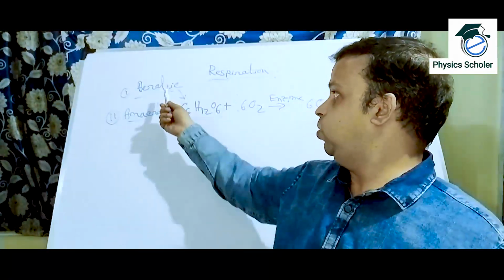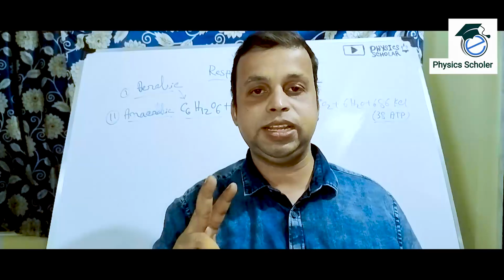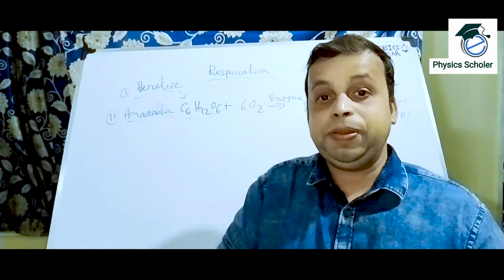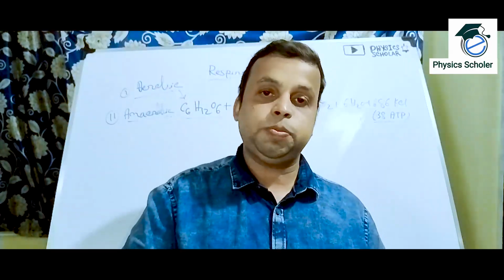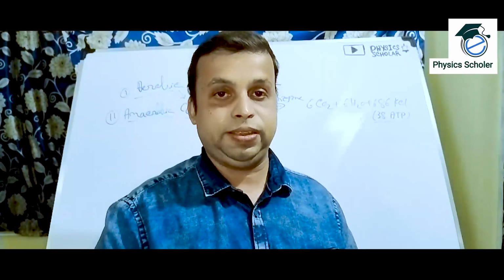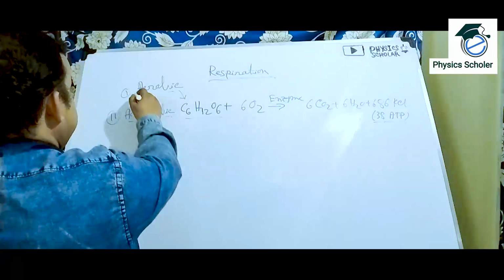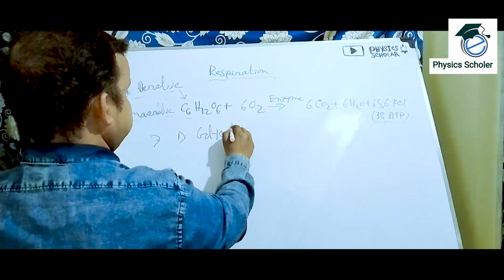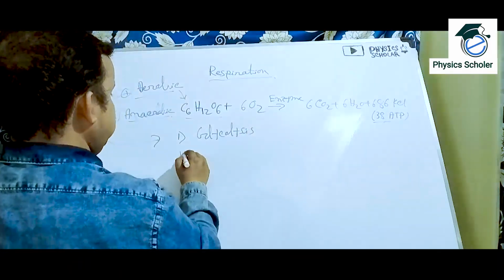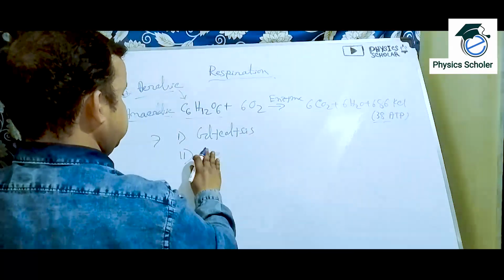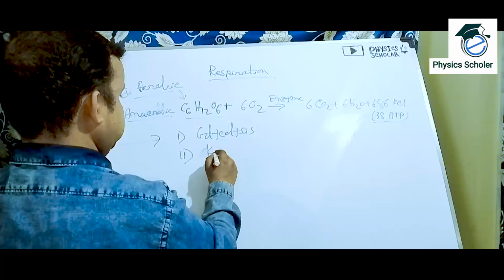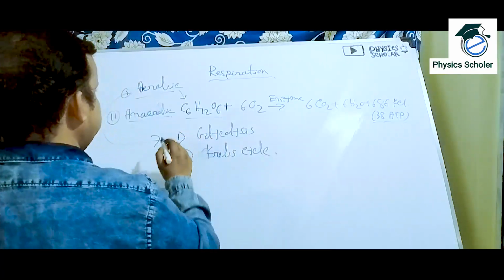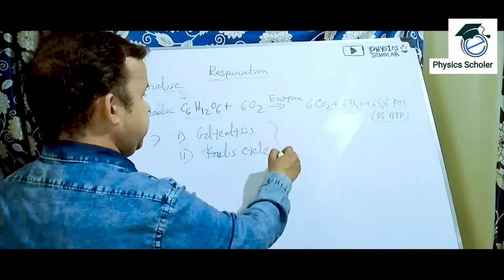So what is aerobic respiration? Two types of respiration are there: one is aerobic and another is anaerobic. Aerobic means in the presence of oxygen, or in the presence of air. Aerobic respiration has two parts: one is glycolysis and the second one is the Krebs cycle.